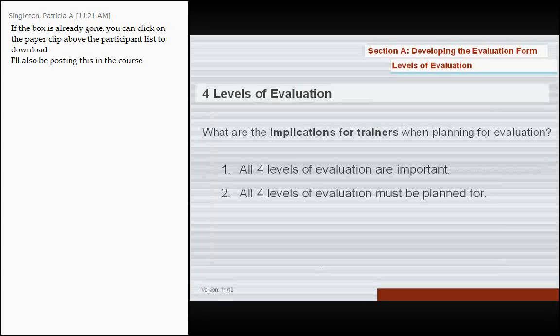What questions do you have about this piece of the webinar that kind of introduced us to these 4 levels and what they do, when you do it, and why you should do it? Questions or comments?